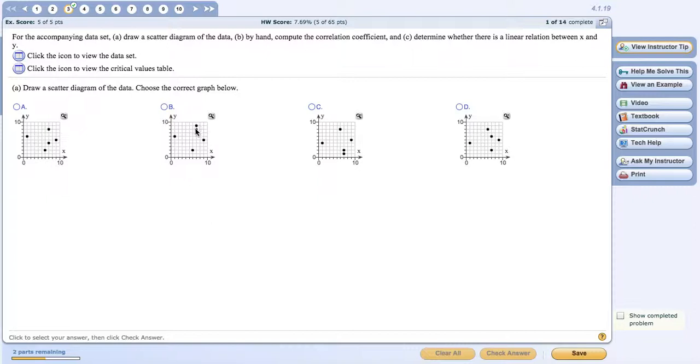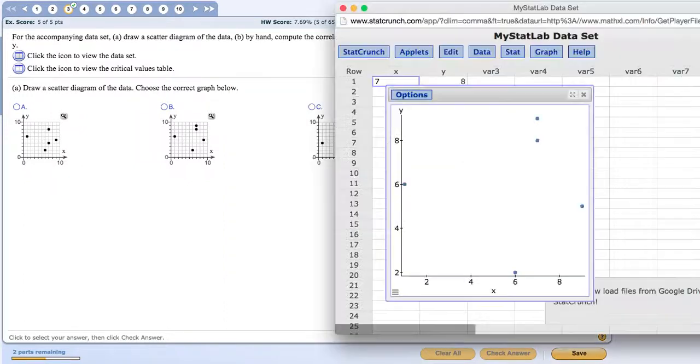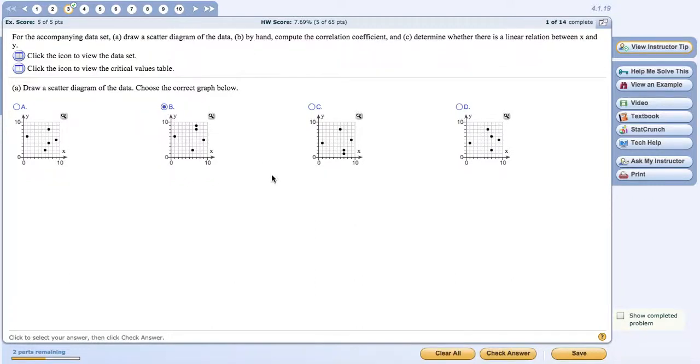We can examine some more points on here. And we can always make these bigger, by the way, by clicking that magnifying glass. So this is 7, and then this looks like 8 and 9 for the y values. So we have the points 7, 8 and 7, 9. Let's look for that in one of our graphs. So yeah, there we go. B would be it, because you can see A has 7, but this looks like about 4. So we're going to go ahead and choose B, and see if that's correct.